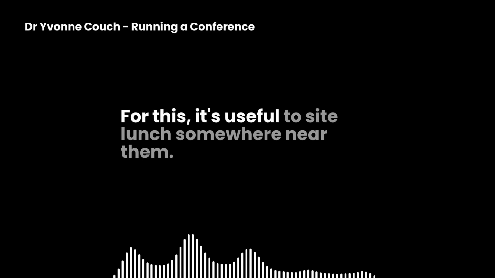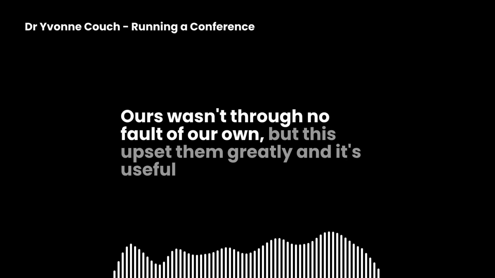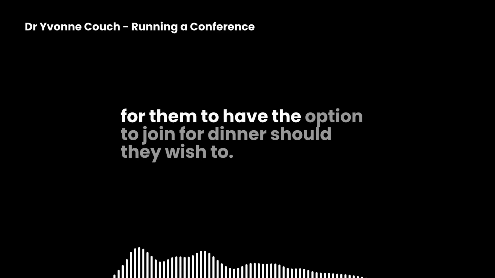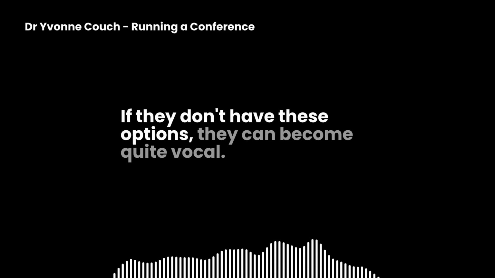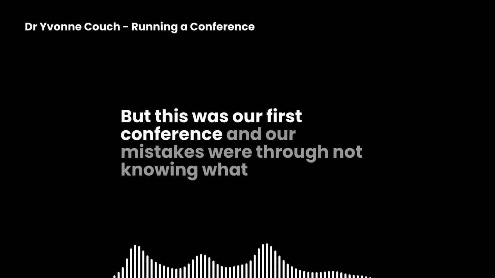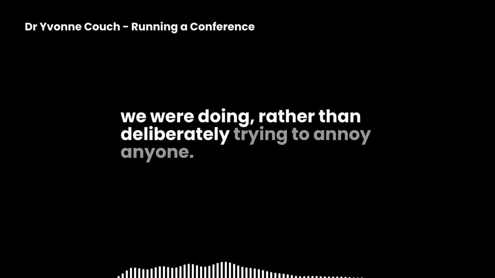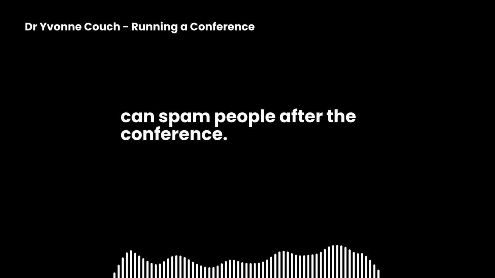For this, it's useful to site lunch somewhere near them. Ours wasn't, through no fault of our own, but this upset them greatly. And it's useful for them to have the option to join for dinner should they wish to. If they don't have these options, they can become quite vocal. But this was our first conference, and our mistakes were through not knowing what we were doing, rather than deliberately trying to annoy anyone. The other thing it's useful to know, sponsors, is they often want a delegate list so they can spam people after the conference.